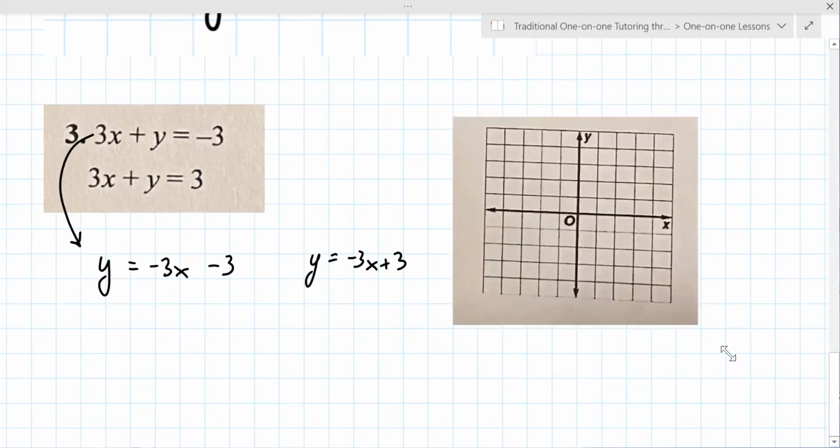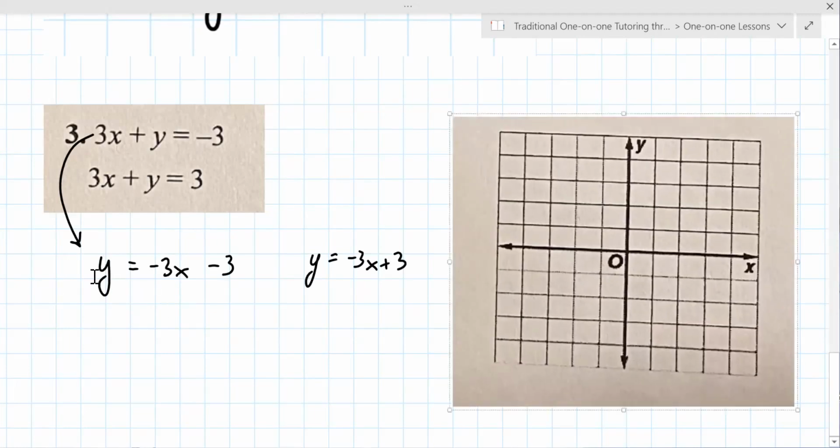All right, so let's look at the equation on the left here. What is the slope and what is the b value? The slope is the number in front of x. What number is in front of x? M is negative 3 and B is the other number. What is the other number? Negative 3. Very good.